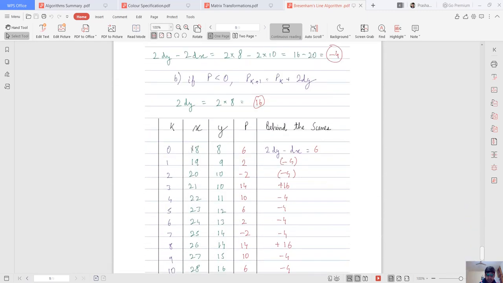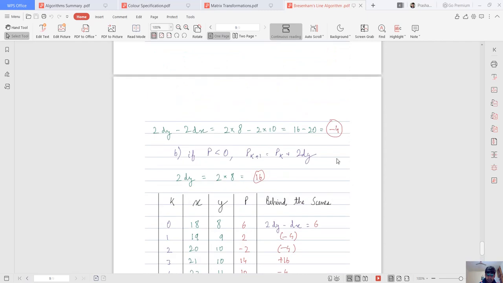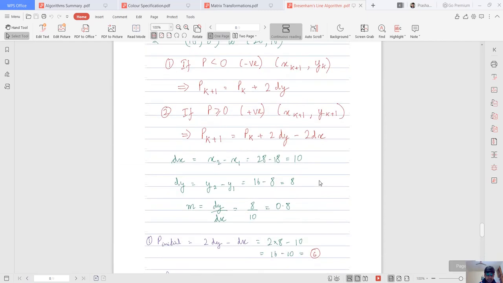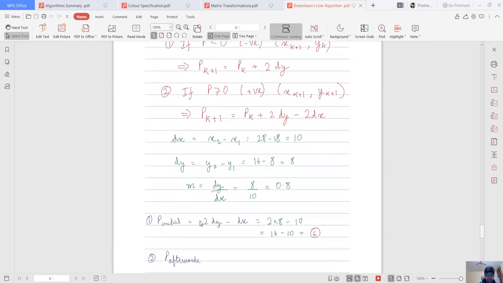As you can see, the first point is 18,8. Then we increase both, per the decision parameter. First we have to talk about the initial parameter. The initial parameter is calculated by 2dy minus dx in the first octant. And remember that this equation only works for the first octant.